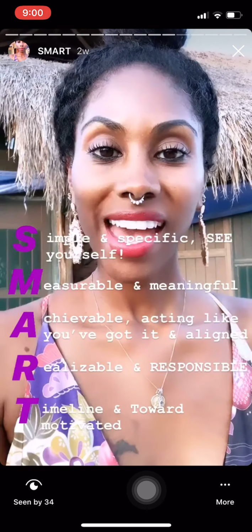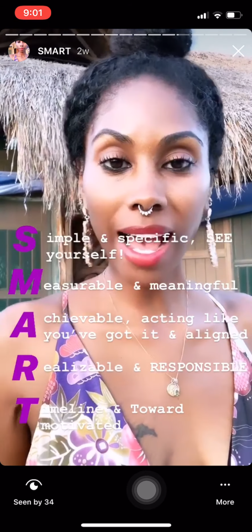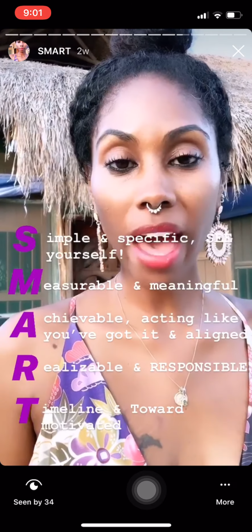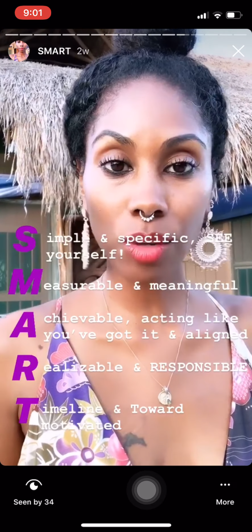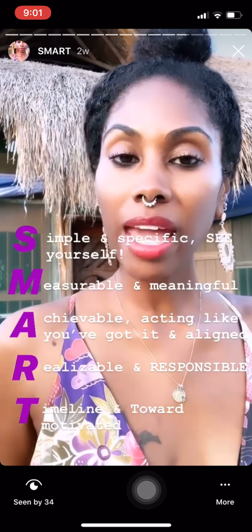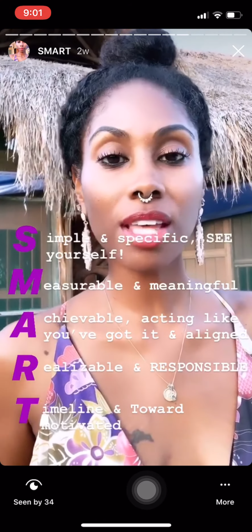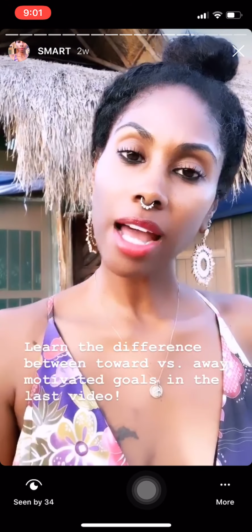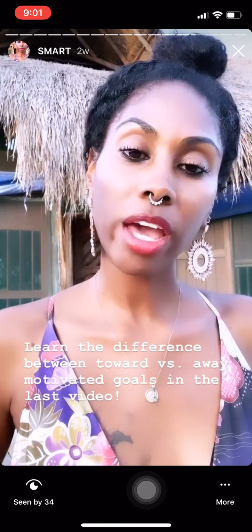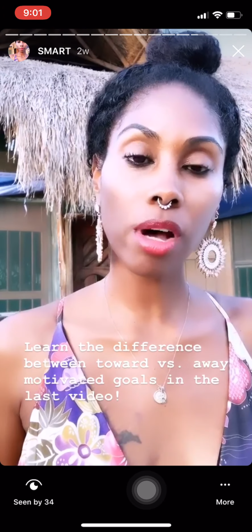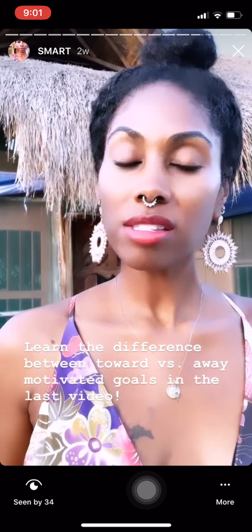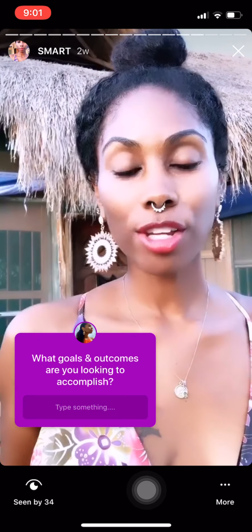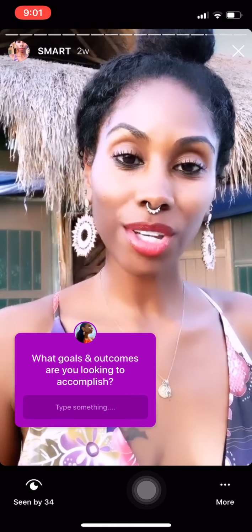Okay. And lastly, the T is for timely. Also on a timeline. Give this goal that you have of yours a specific timeline in which you want to accomplish it, and making sure the T also is toward motivated. It's something that you are working towards and not necessarily something that you are moving away from or pushing against. You want to make the goal to be as desirable as possible so that you will want to and have the motivation to run towards it so that you can accomplish it.